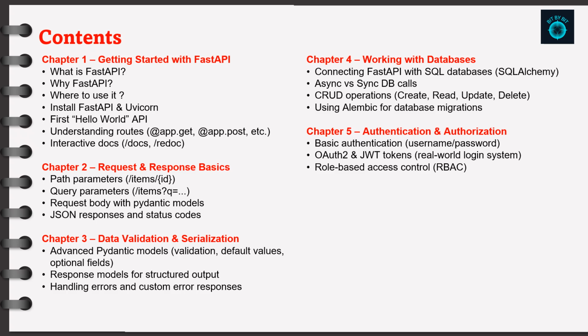Chapter 4, Databases. Connect to SQL databases with SQLAlchemy. Understand sync versus async calls, perform CRUD operations, and use Alembic for migrations. Chapter 5, Authentication. Secure your API with username and password, OAuth 2 with JWT tokens, and role-based access control.